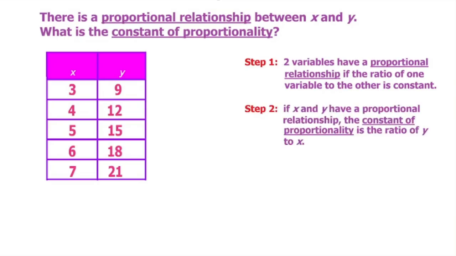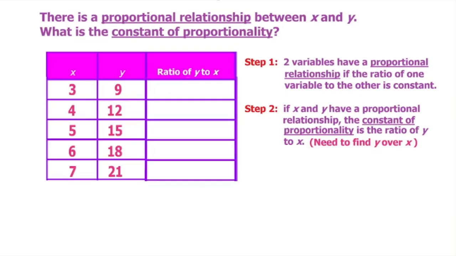Okay, so step two is to understand that if x and y have a proportional relationship, the constant of proportionality is the ratio of y to x. What does that mean exactly? That just simply means you need to find y over x. Okay? You need to find y over x. If they have a proportional relationship, then you will be able to find the constant of proportionality by finding y over x. So let's do that.